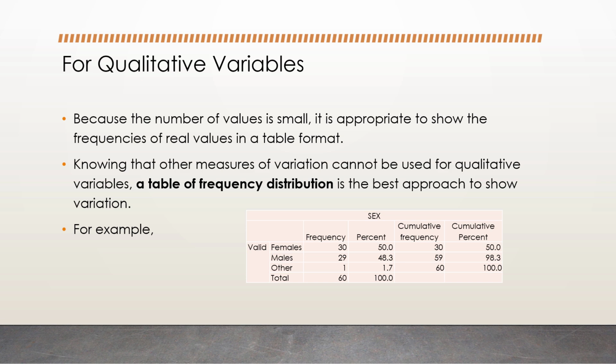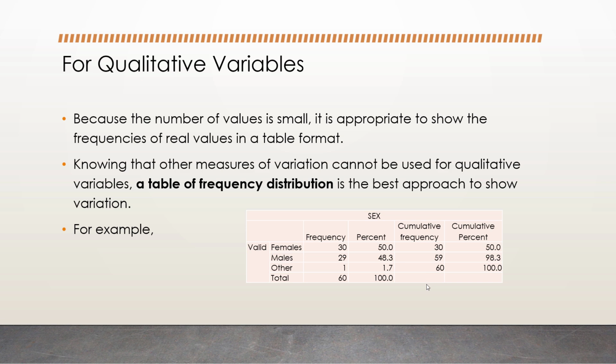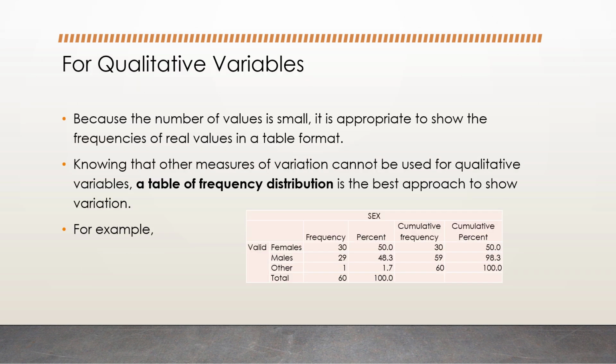In both qualitative and quantitative frequency tables, a cumulative frequency column may be included. Cumulative frequency shows the number of observations at or below a given value. It's calculated by adding each frequency to the sum of its predecessors. In this table, the first category is females, and the second category is males. So the cumulative frequency of males is 30 females plus 29 males, which is 59.